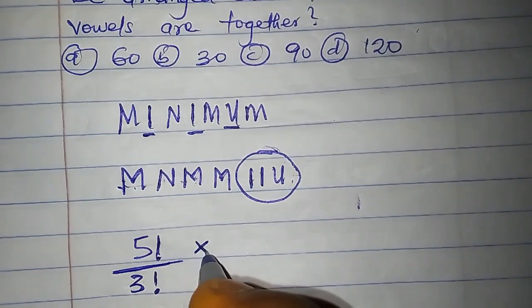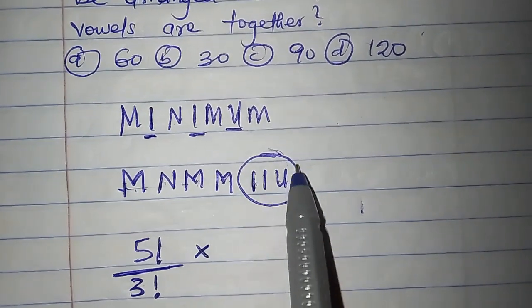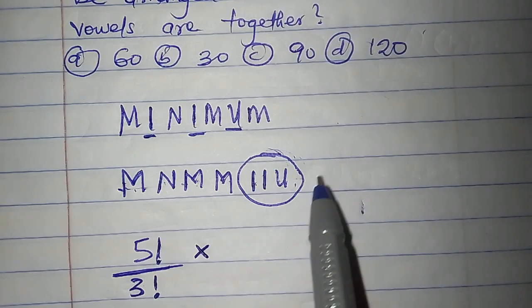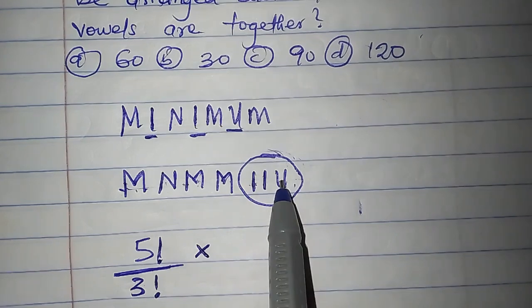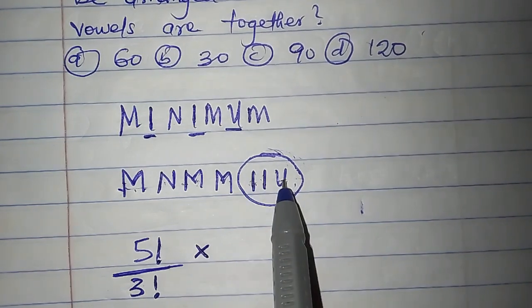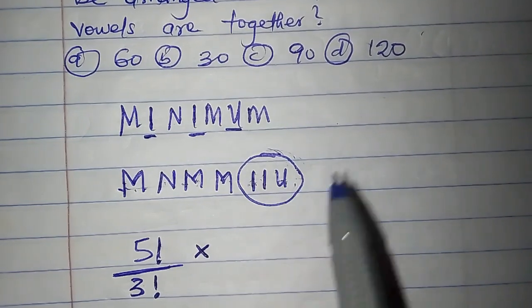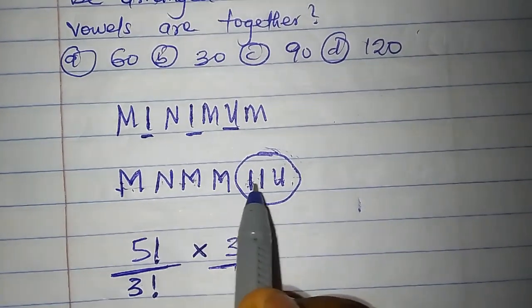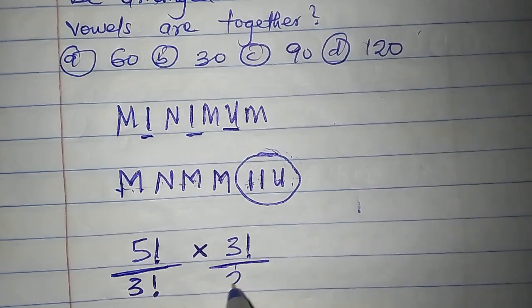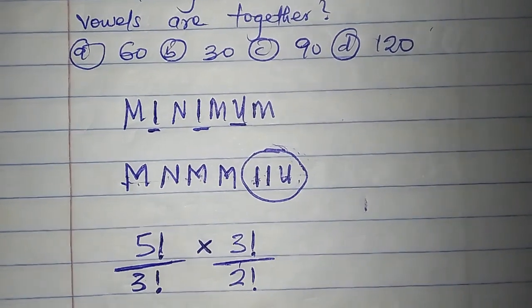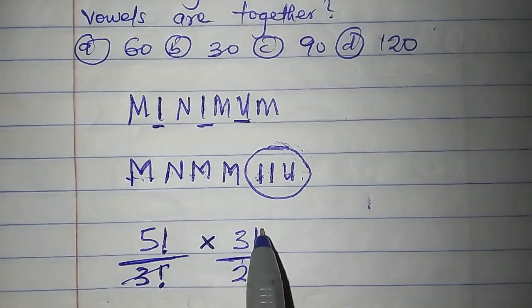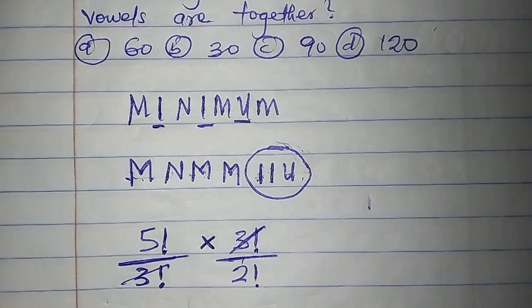Then this I, U, I can rearrange it. Yes, I can rearrange them in different ways. So how many ways can I rearrange I, U? First of all, there are 3 letters here, I, I, U, that's 3 factorial. But I is repeated 2 times, so I will divide by 2 factorial. Take note of this. So what is this equal to, first of all? 3 factorial cancels 3 factorial. What I have now is 5 factorial all over 2 factorial.